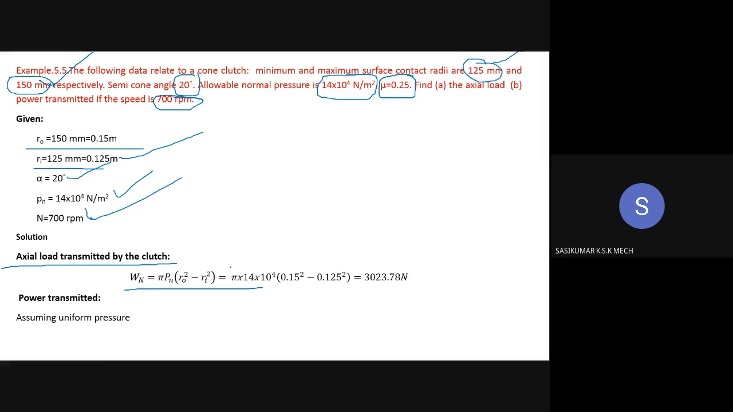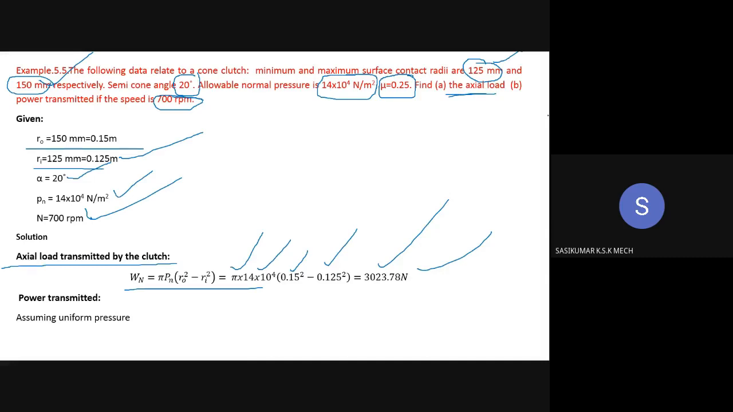So on substitution of all these values, Pn is 14 into 10 to the power of 4, R naught is 150 mm, 0.15 in meter, and Ri is 0.125 in meter. So the axial load transmitted by the clutch is 3023 Newton, nearly 302 kg. So that is the first subdivision.